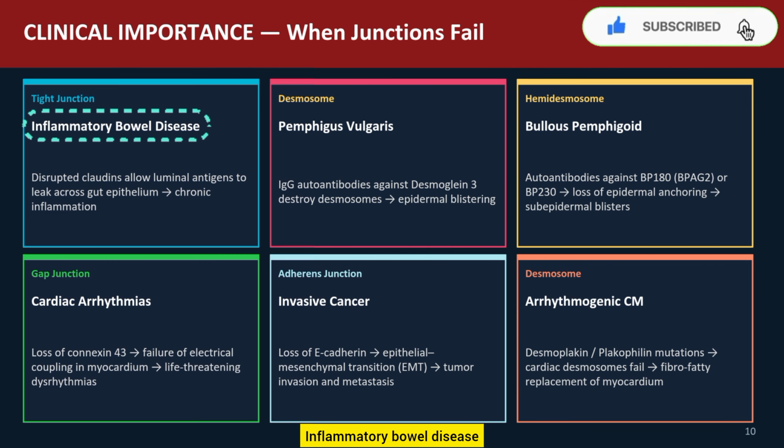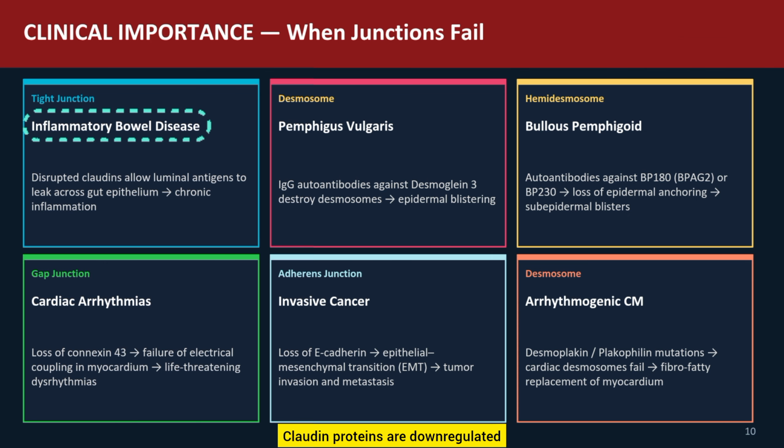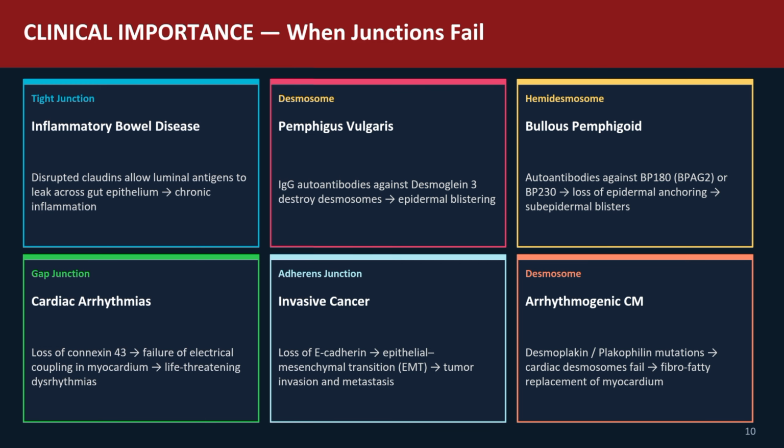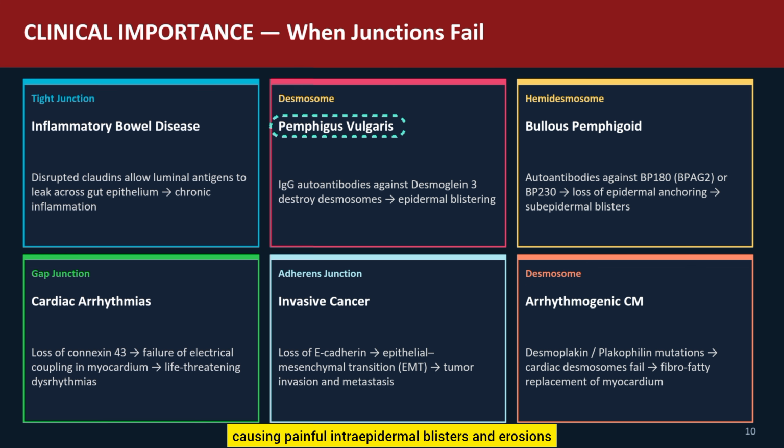Inflammatory bowel disease. Tight junction disruption allows luminal contents to breach the gut barrier. Claudin proteins are downregulated. The result: chronic, uncontrolled inflammation. Pemphigus vulgaris. IgG antibodies destroy desmoglein 3. Desmosomes break apart. Keratinocytes lose their connections. The epidermis separates within itself, causing painful intraepidermal blisters and erosions. Without immunosuppression, this disease was once fatal.